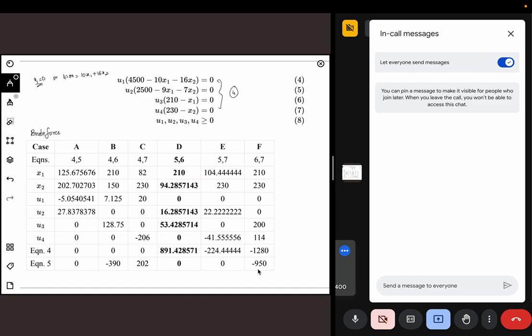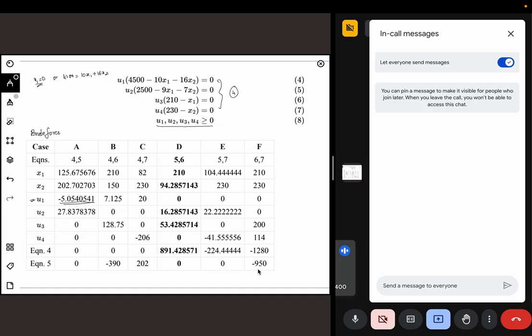So what I have done is I've taken two equations at a time. Take 4 and 5. Then I just have two equations: 4500 minus 10x1 minus 16x2 equal to 0 and 2500 minus 9x1 minus 7x2 equal to 0. These are two equations and two variables, so I can directly solve them and get x1 and x2. Once I got x1 and x2, I can calculate the values u1, u2 and other values. So it turns out that u is negative. This should not happen because our constraint is violated. So this combination does not satisfy the KKT condition.